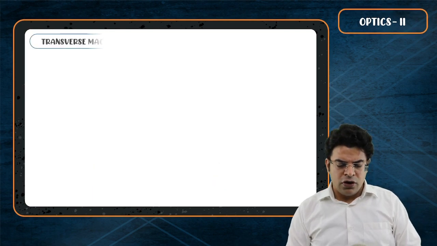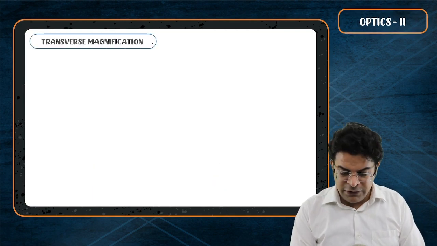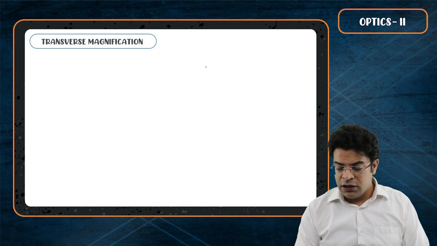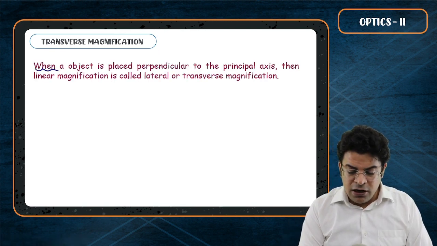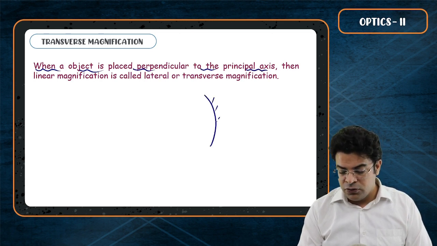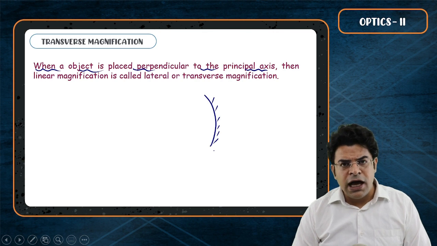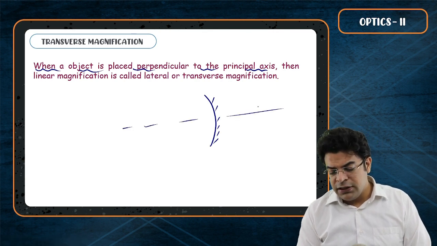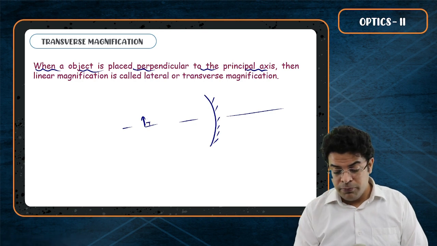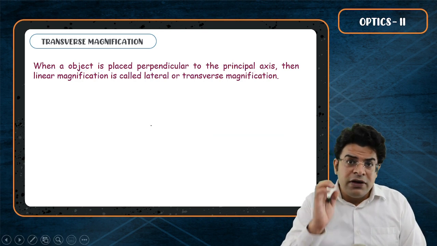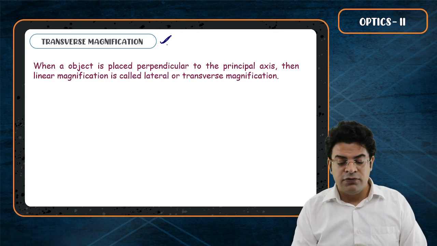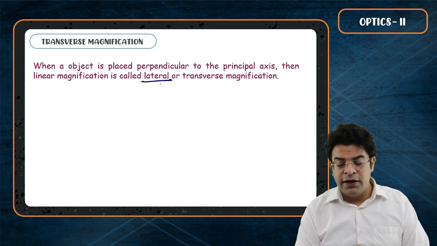So now let's talk about different types of magnification. The first magnification we are going to talk about is called transverse magnification. Transverse magnification means that when an object is placed perpendicular to the principal axis. So let's say this is your mirror. To make you understand, I have drawn a concave mirror, and think that the object is placed with its length perpendicular to the principal axis. So when you get magnification in this case, such a magnification is called transverse magnification, also called lateral magnification.